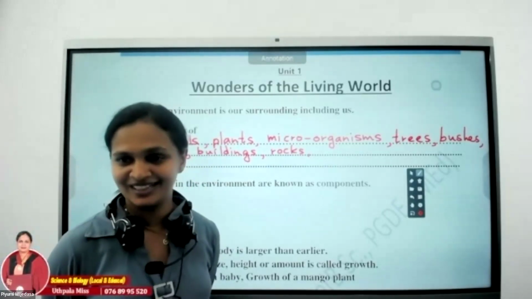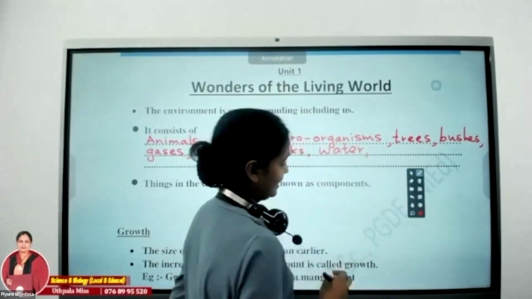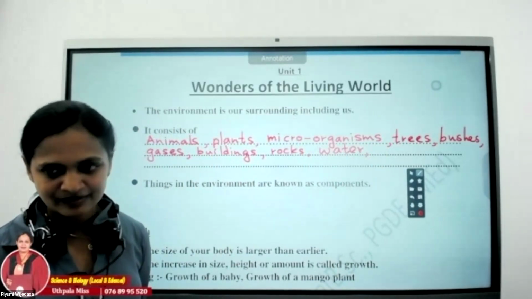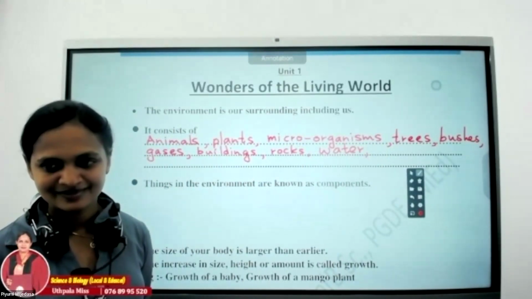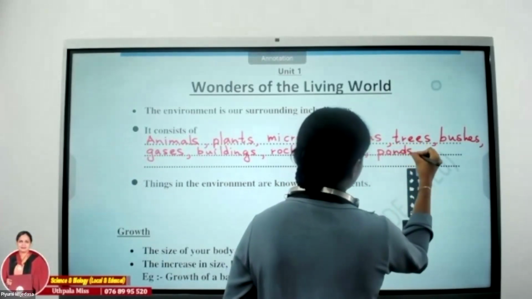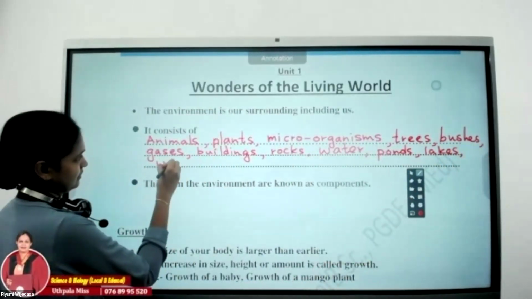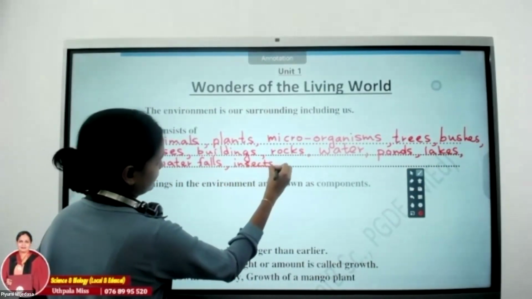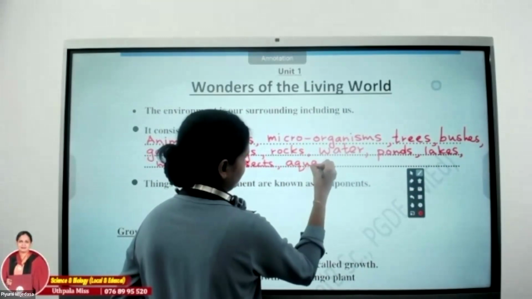Buildings, rocks. Then what else? You find water. None of you mentioned water. Plants, yes. So there is water. Then there may be ponds, lakes, waterfalls. Insects. There are insects. Aquatic animals, aquatic plants. Then humans. Animals, humans, human beings.